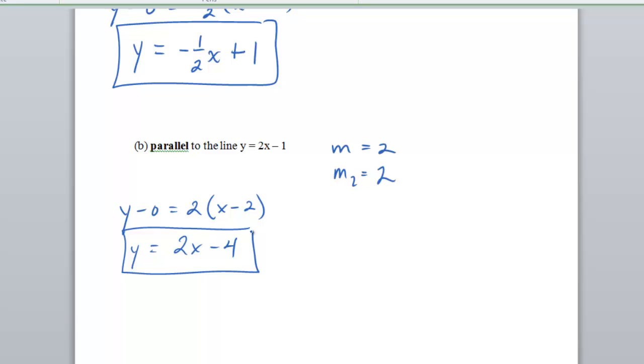Alright, so now you've had a little bit of experience writing equations of lines given perpendicular and parallel.